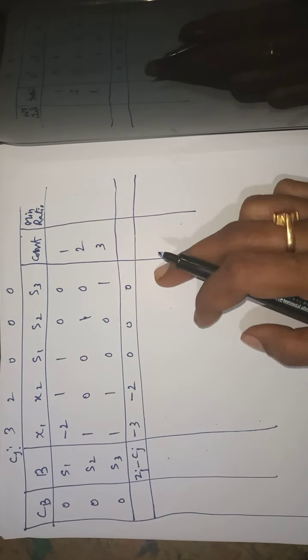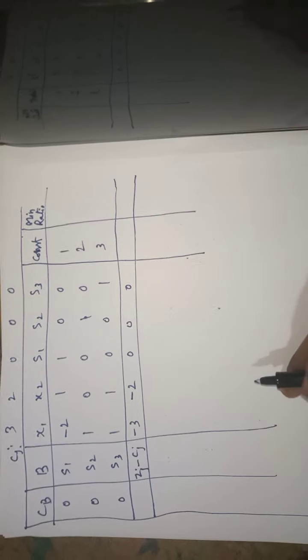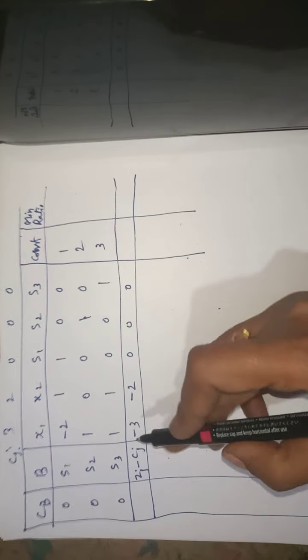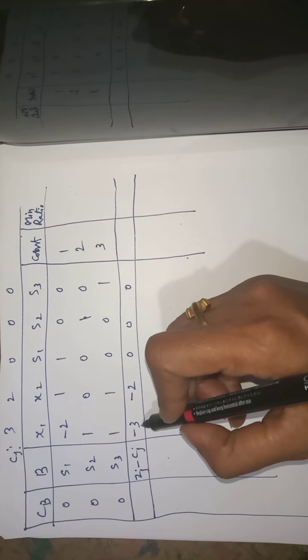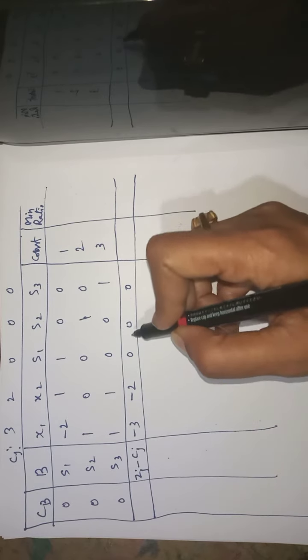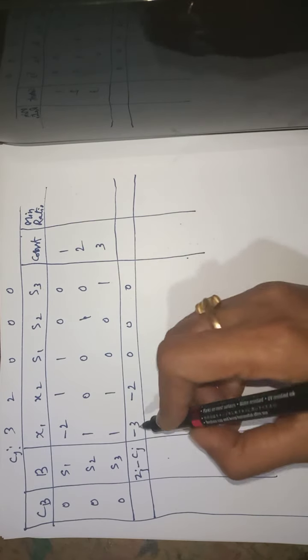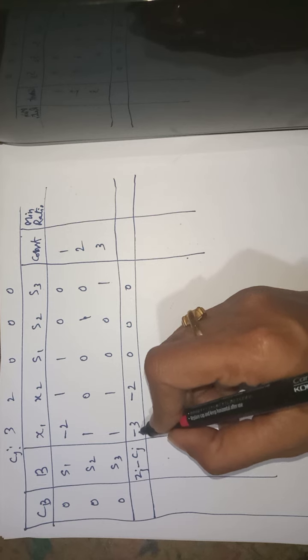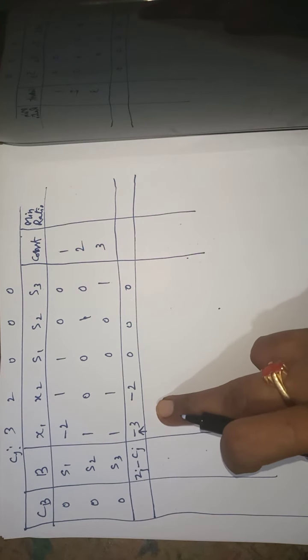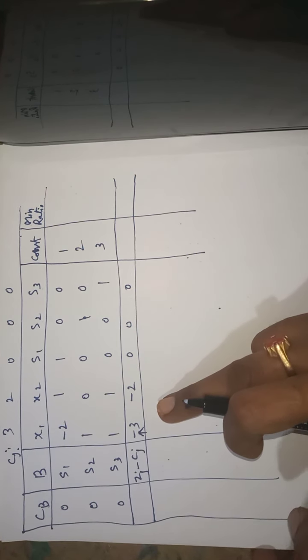Now, what do we have to do with the index table? Look for the most negative value in the index row. In the index row, we have minus 2, minus 3, minus 3, minus 2, 0, 0. The most negative one is minus 3. Put one arrow here. Now coming to the minimum ratio.